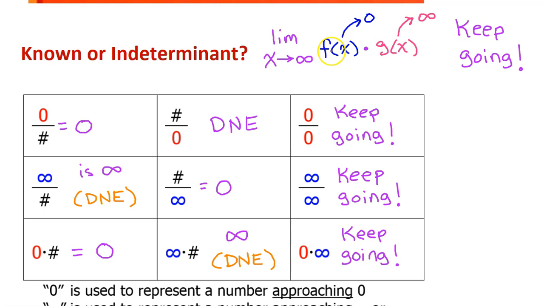But that's wrong, because f of x is not actually 0. It's approaching 0. It's something that's getting smaller and smaller, but it might be 1 over 5, 1 over 10, 1 over 100, 1 over 1,000. It's not 0. So this is more like a battle or a race. One factor is getting smaller and smaller, while the other factor is getting bigger and bigger. Who wins? We don't know.